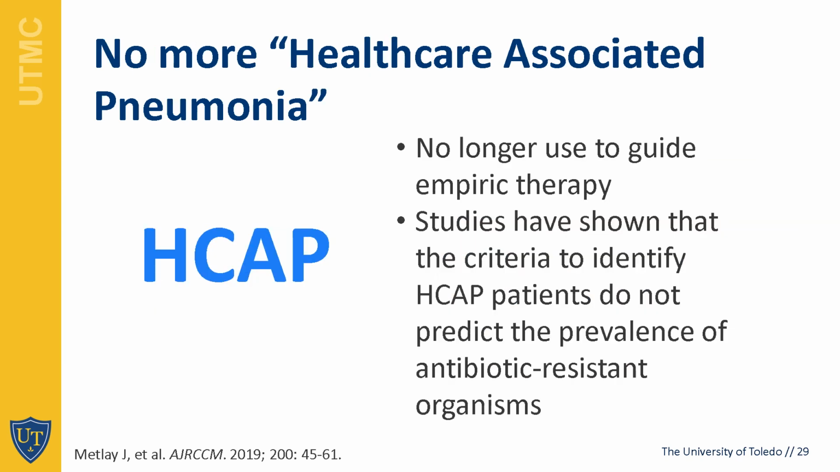One of the biggest things about this guideline is that there is no more healthcare-associated pneumonia. So we will no longer use these risk factors of being in a healthcare system to guide empiric therapy. Studies have shown that the criteria to identify HCAP patients does not predict the prevalence of antibiotic-resistant organisms. So someone just being in a nursing home is no longer a risk factor in and of itself to justify using broad empiric antibiotics.